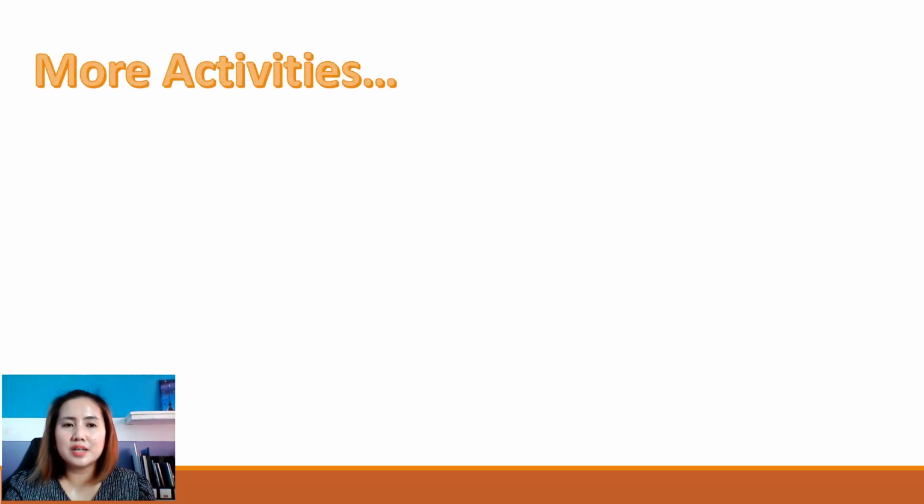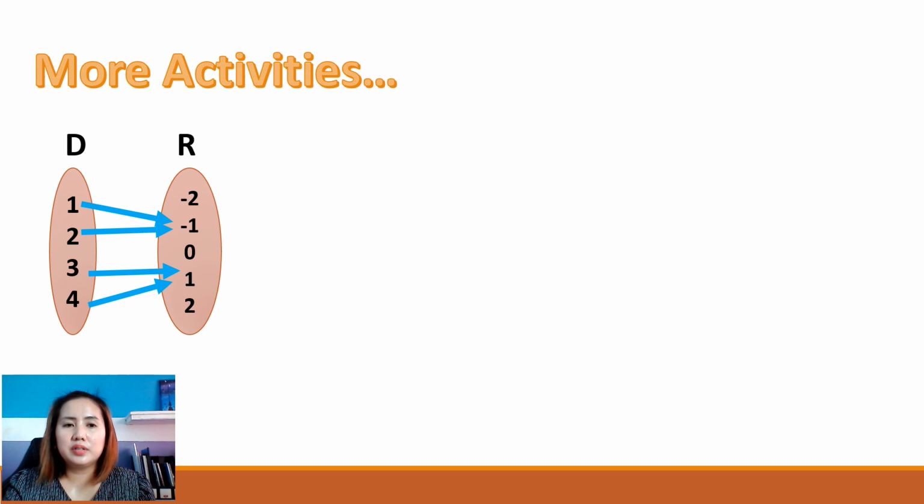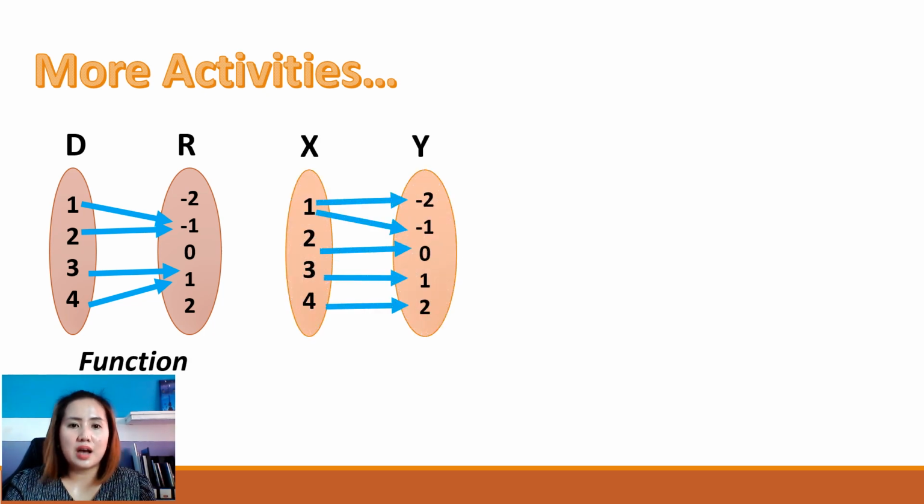Now let's have some more activities. You determine whether the given graph or diagram represents a function or not function. So for this, we have 1 to -1, 2 to -1, 3 to 1, and 4 to 1. So just look at the value of the first element. You have there 1, 2, and 3 until 4. And if you will notice, every element is unique. So there is no repeated value. And so we can consider this as a function.